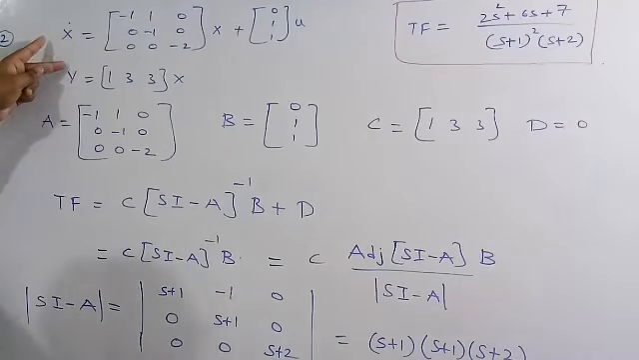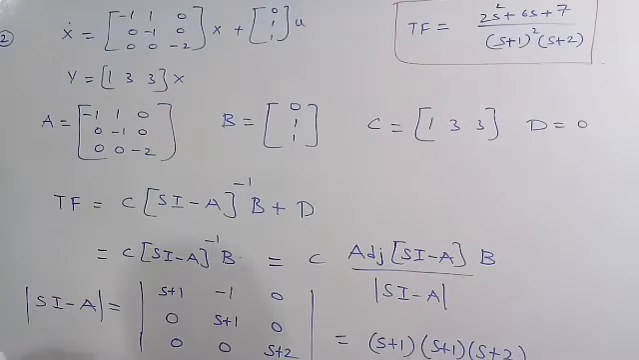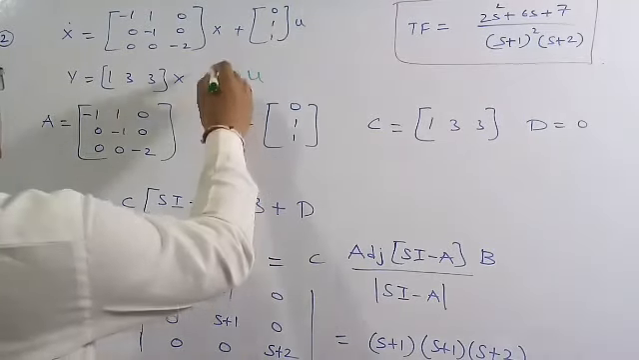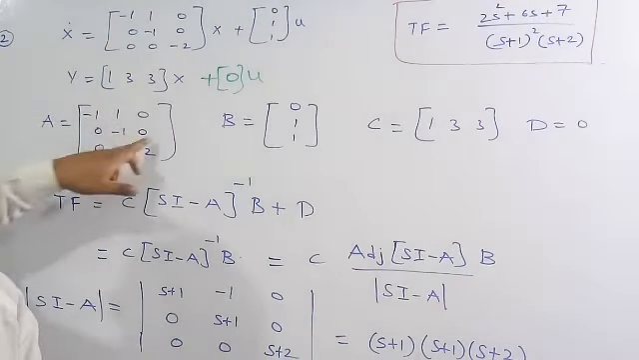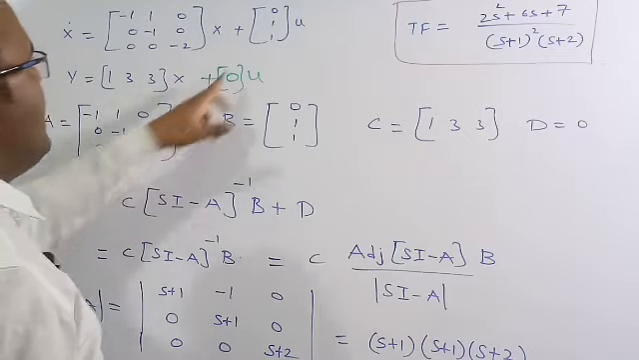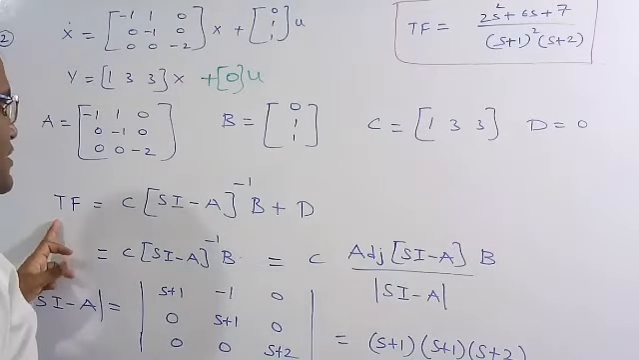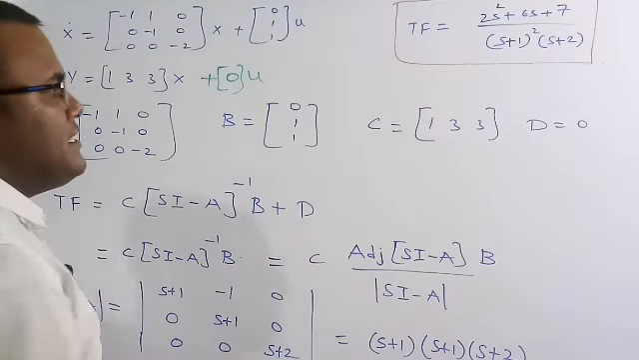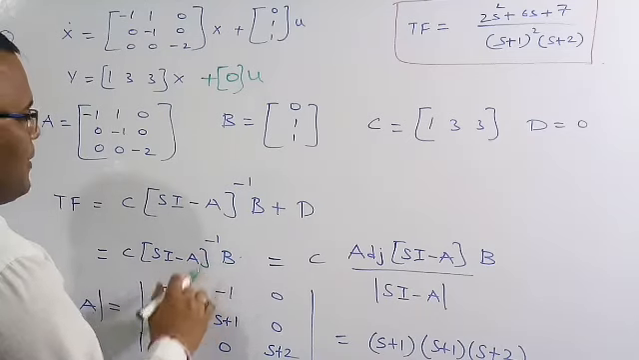So these are the state equations given in the question. By comparing the state equations with the standard equations, x dot is equal to Ax plus Bu and y is equal to Cx plus Du. Here D is 0, because it is given here. So here, by comparing, A is equal to [minus 1, 1, 0; 0, minus 1, 0; 0, 0, minus 2]. This is A, this is B, this is C and this is D. The standard transfer function equation is C into (sI minus A) whole inverse B plus D, but here D is equal to 0. So this equation simplifies to C into (sI minus A) whole inverse into B.